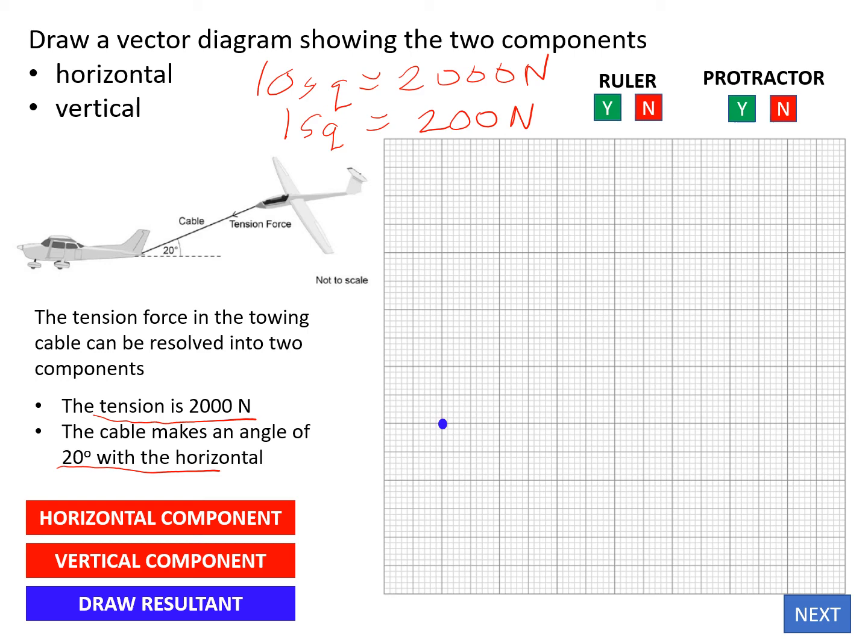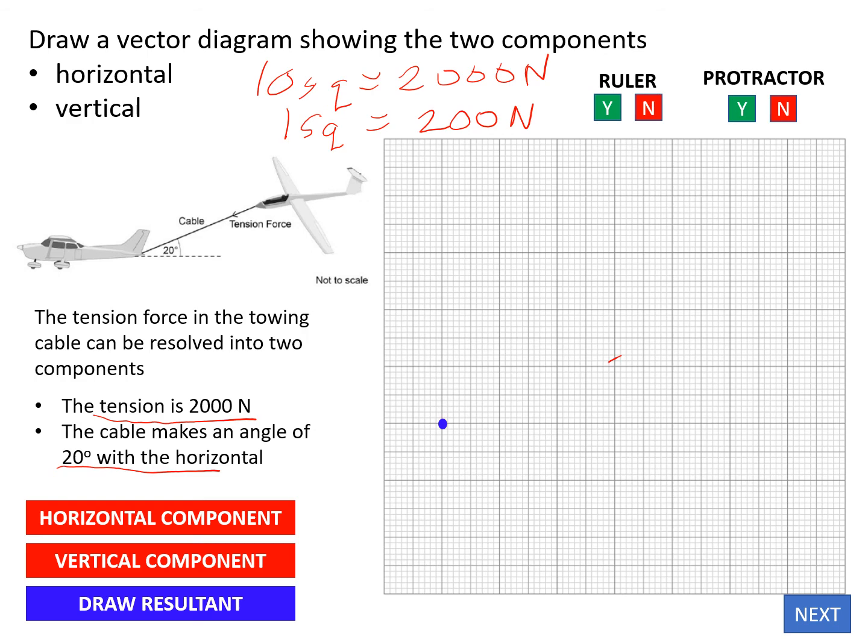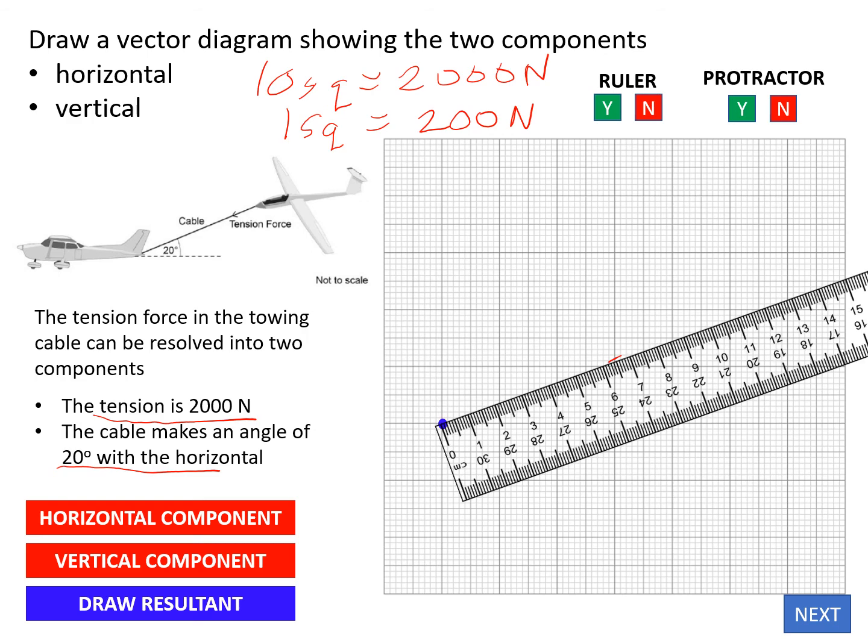So let's get the protractor. Protractor on there. Let's make a mark at 20 degrees. This is the method that you would use. I need a mark there at 20. Let's hide the protractor and get the ruler. I know the ruler's at 20 degrees there, and I need to draw a line up here to 10. Okay, so that's my 2,000 newton vector at 20 degrees.